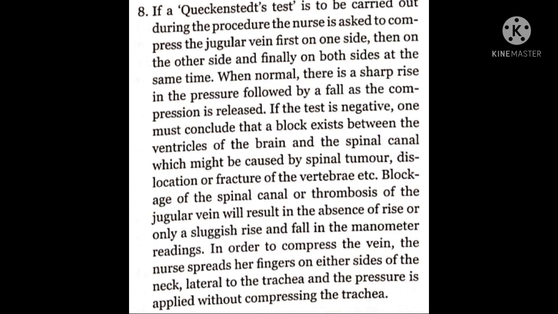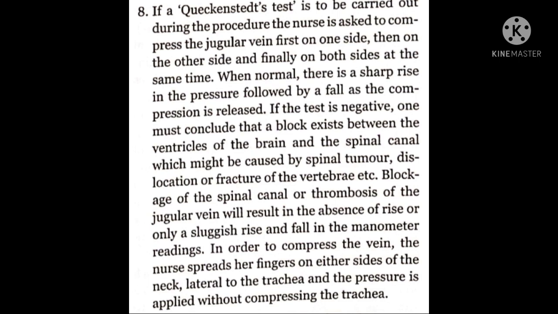8. If a Queckenstedt test is to be carried out during the procedure, the nurse is asked to compress the jugular vein first on one side, then on the other side and finally on both sides at the same time. When normal, there is a sharp rise in the pressure followed by a fall as the compression is released. If the test is negative, one must conclude that a block exists between the ventricles of the brain and the spinal canal, which might be caused by spinal tumor, dislocation or fracture of the vertebrae etc.